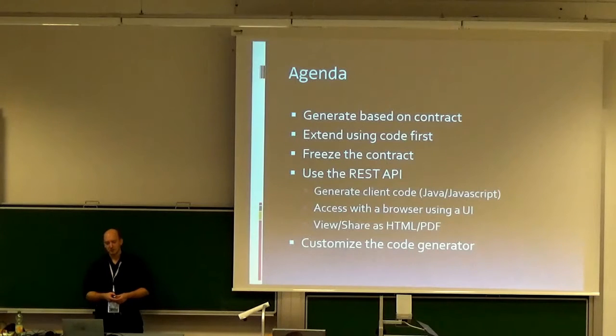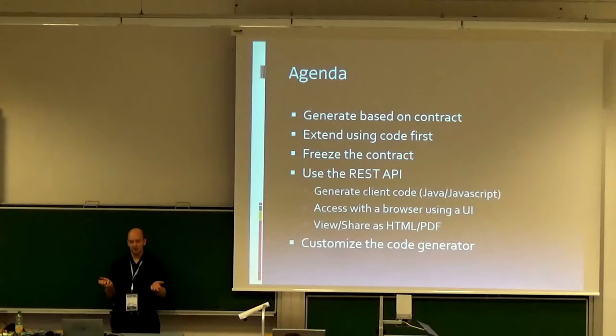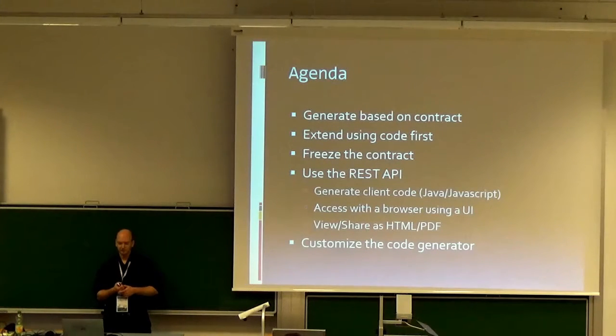First of all, I want to start with how you can generate based on a contract. And I also want to show you how you can extend the REST application using code first. Then freeze the contract to prevent accidental changes when the application is made for production. And then in the next step, use the REST API so you can generate client code, use it in the front-end applications or in other applications.